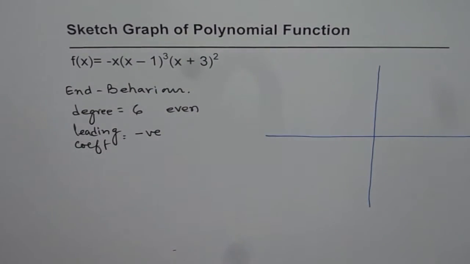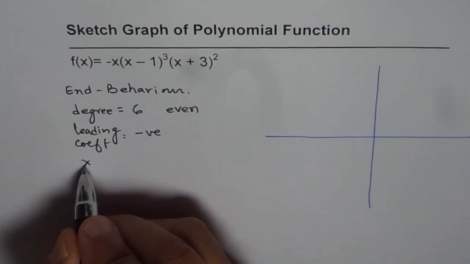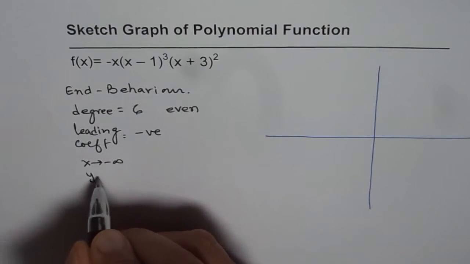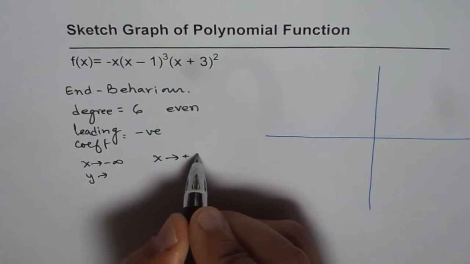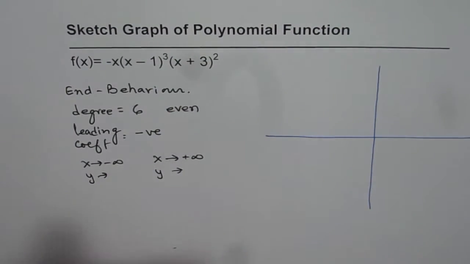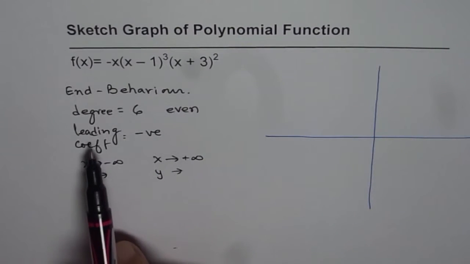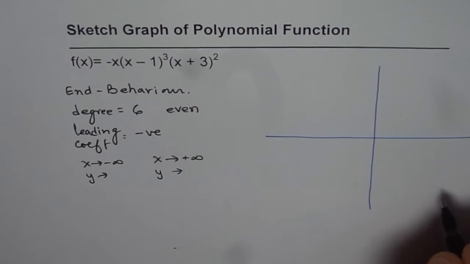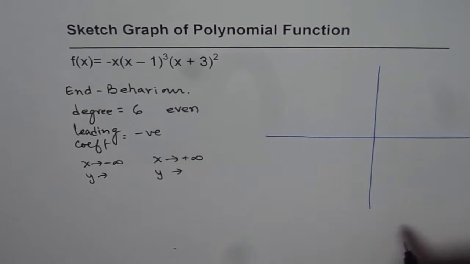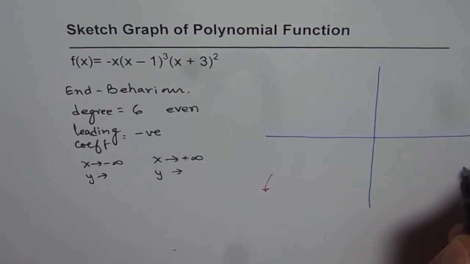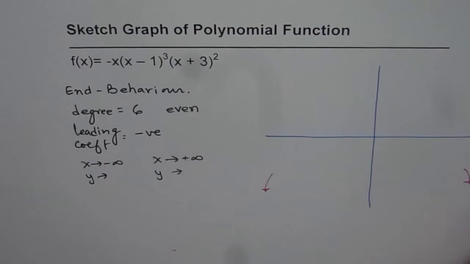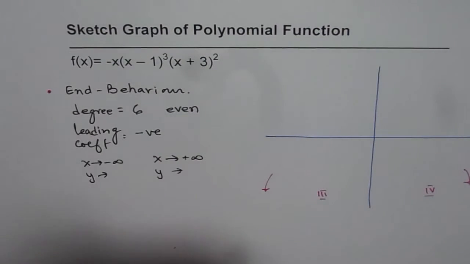Now can you tell me what the end behavior is? If x approaches negative infinity, y should approach what? And if x approaches positive infinity, y should approach what? Since the degree is even and the leading coefficient is negative, negative means the right side goes down and even means both ends face the same side. So the graph should start from quadrant 3 and end in quadrant 4. This is very important to understand before we sketch the graph.